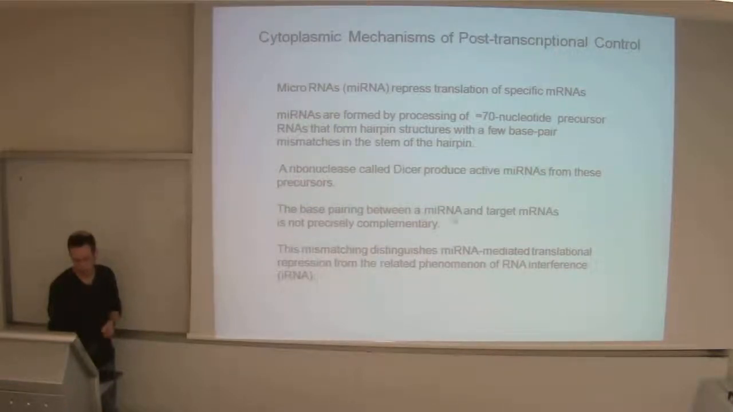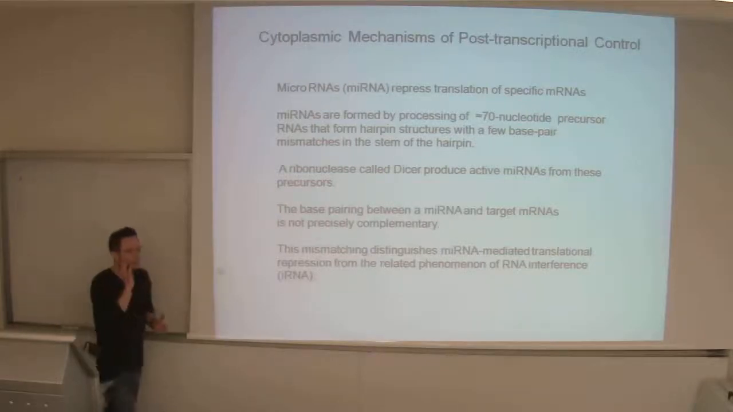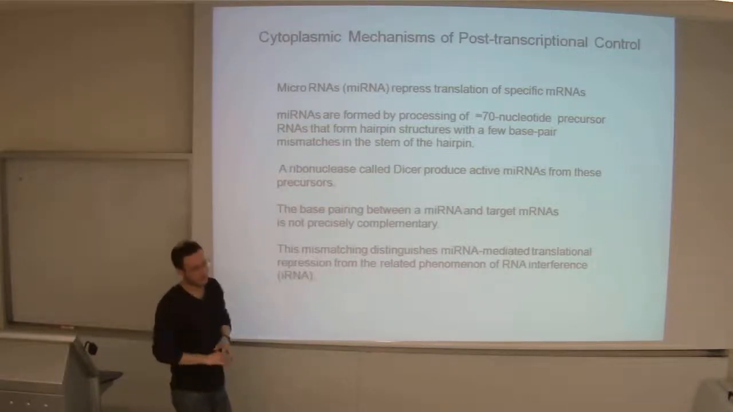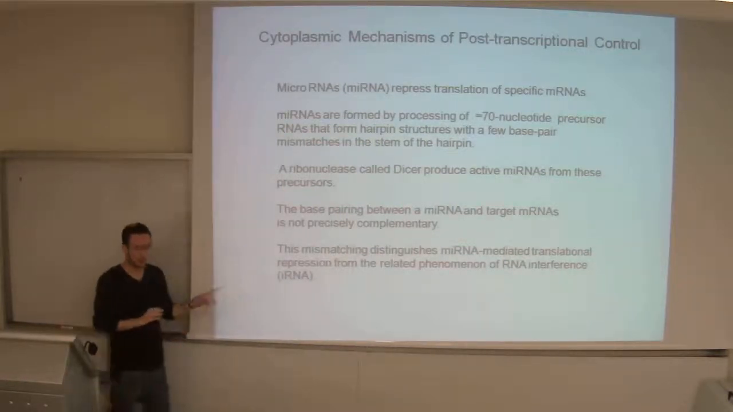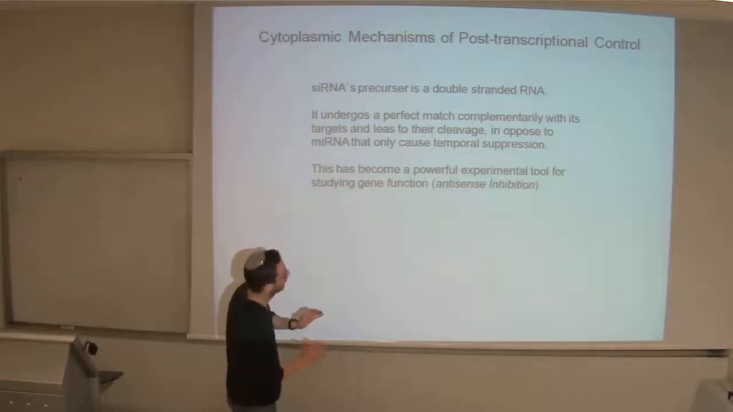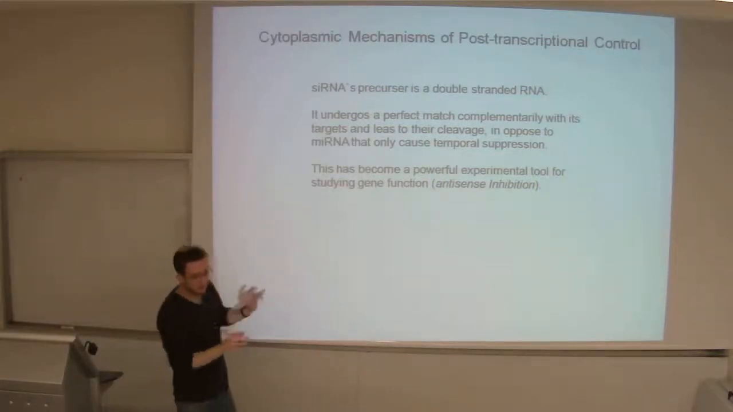Then the base pairing between the microRNA and the mRNA that it targets is not precisely complementary. There are some mismatches again. And this mismatching is not an accidental feature, it's exactly what distinguishes microRNA-mediated translation repression from a similar phenomenon called RNA interference. Both are kinds of molecules that are transcribed from the genome and perform translation suppression. The next slide, or maybe the one right after that, will show precisely what the differences are between the two regulatory processes. But before that, just a word about siRNA.